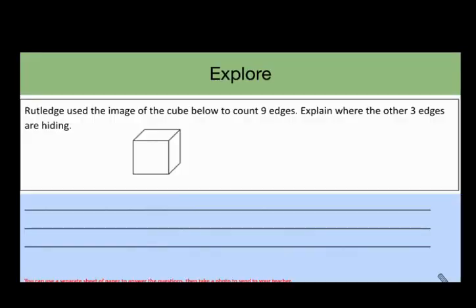Let's look at an example from today's lesson. Read the instructions with me. Rutledge used the image of the cube below to count 9 edges. Explain where the other 3 edges are hiding. Well, this is something that we saw in the video. A cube has 12 edges, so if Rutledge only sees 9 edges, that means that the other 3 edges are hiding in the bottom and in the back of the cube, the parts that we cannot see.